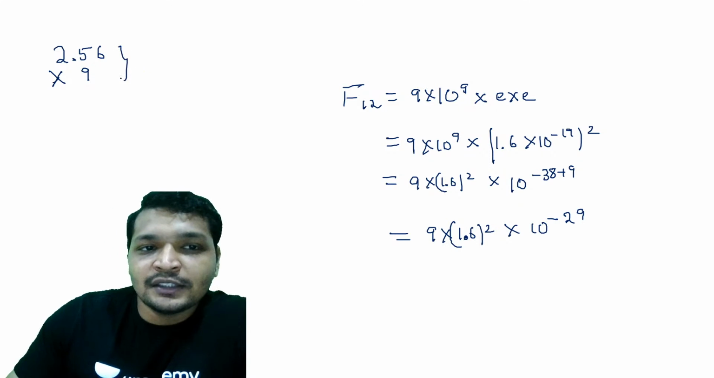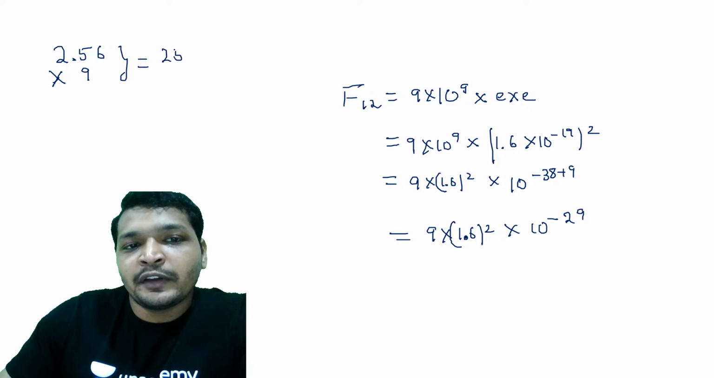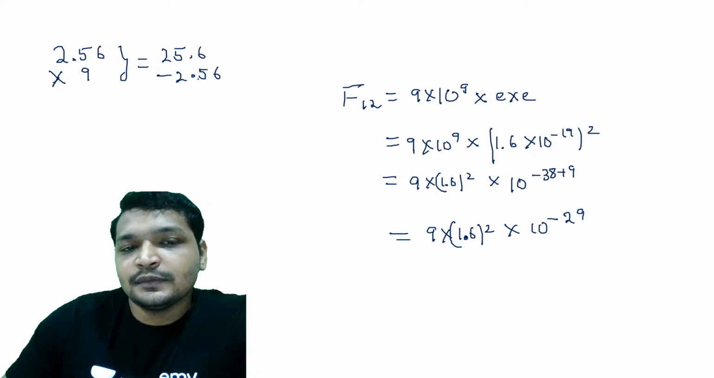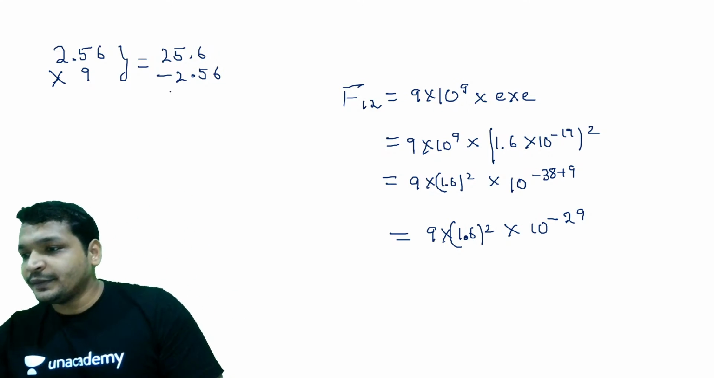Okay, simplest way is nothing but 25.6 minus 2.56. Right? Easiest way to do it.